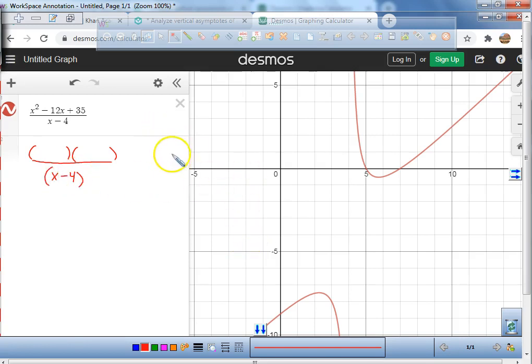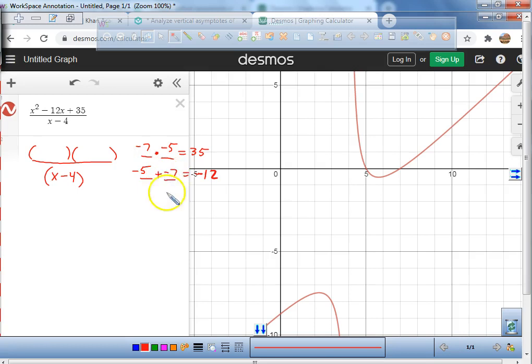Now, here's the question I'm going to ask you. I'm looking for two numbers that multiply together to equal a positive 35, but those same two numbers add together to equal negative 12. That's a negative 12 right there if you can't see it. Anybody want to take a guess? I like it. Negative 5, negative 7. That's perfect.